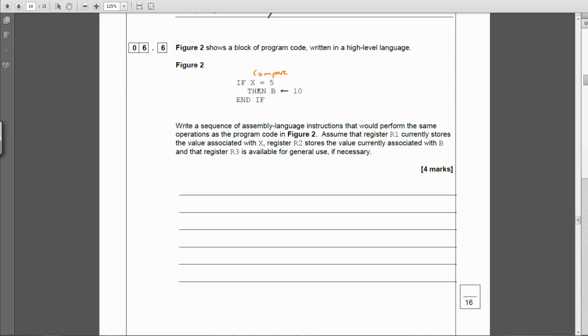Then, if it does equal 5, then B is assigned 10. So this is us comparing just with one equal sign, and this is assigning 10 to the variable B. So if X is not equal 5, it's just going to go straight to the end. So this won't be executed.